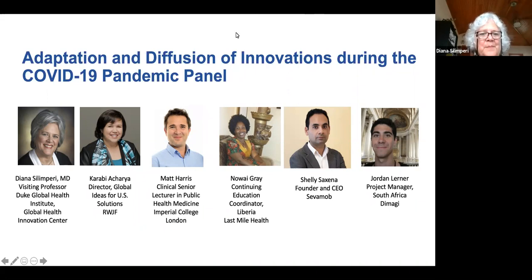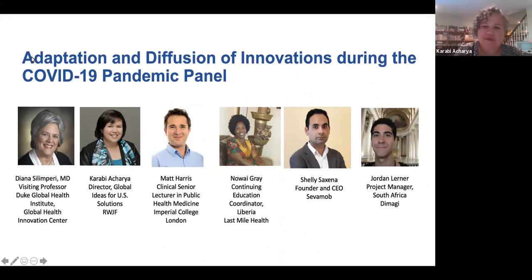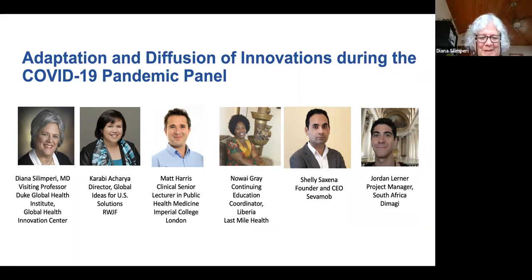So, Karabi Acharya. Good morning, everyone. I'm Karabi Acharya. I work at the Robert Wood Johnson Foundation, the largest philanthropy in the United States, focused on improving health and healthcare for people living in the US. And I direct the Global Ideas for US Solutions team at RWJF, which is focused on learning from outside of the US and bringing those ideas into the US for adaptation and inspiration. Happy to be here. Thank you, Karabi. Over to you, Matt.